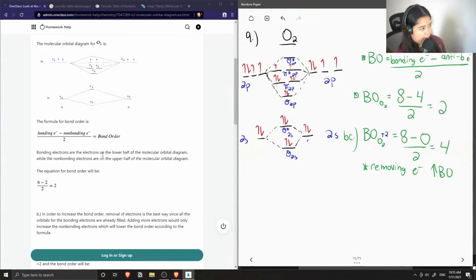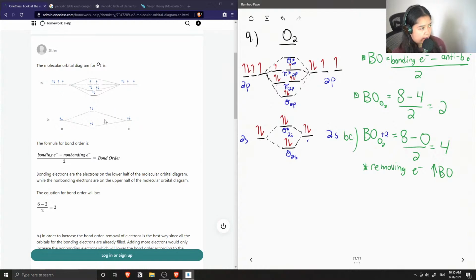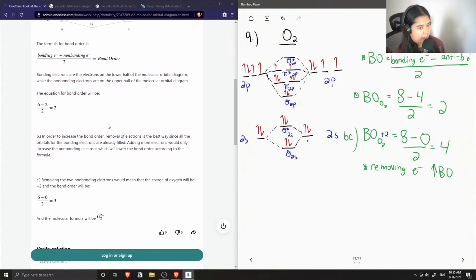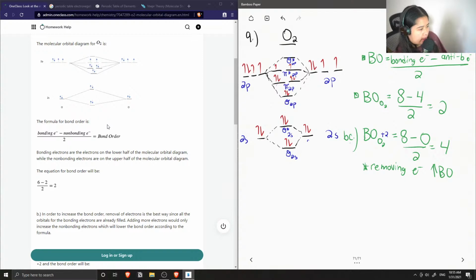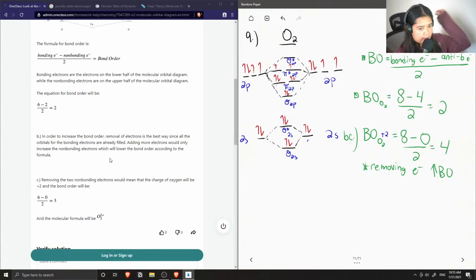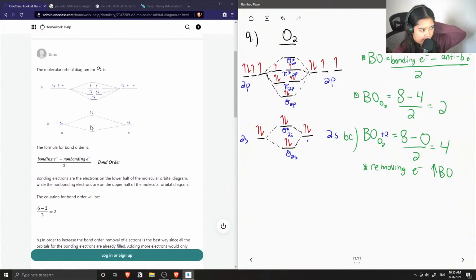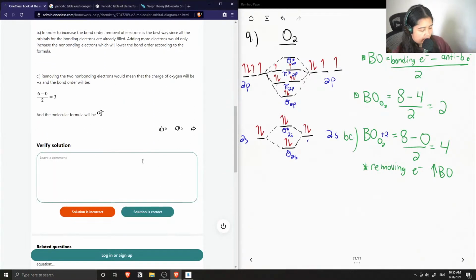Okay, so let's see what the junior tutor said. So we kind of did the molecular orbital diagram together. They have the equation for bond order, but I think they counted out only 6 bonding electrons. 1, 2, 3, 4, 5, 6, 7, 8. So I'm just going to fix that. And the anti-bonding electrons should be the ones that are sigma star or pi star.